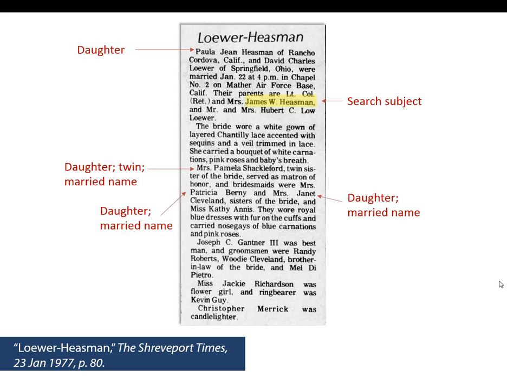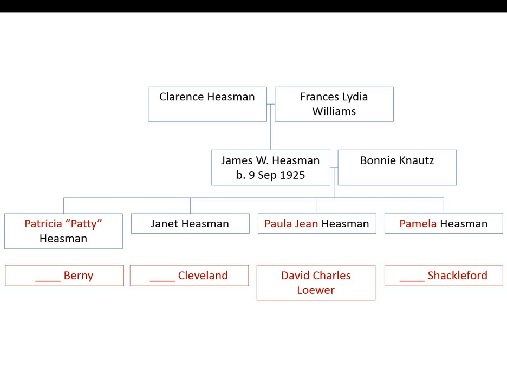And I get the names of the 2 other sisters again, but here I get their married names. So now we have Patricia Burney and Janet Cleveland. So once again, I'm going to add this information to the tree, and I'm okay with adding a couple blanks that I'll go back and fill in. So I'm just going to add that Patricia's husband is a Mr. Burney, and once I figure out his name, I'll go in and edit that information.